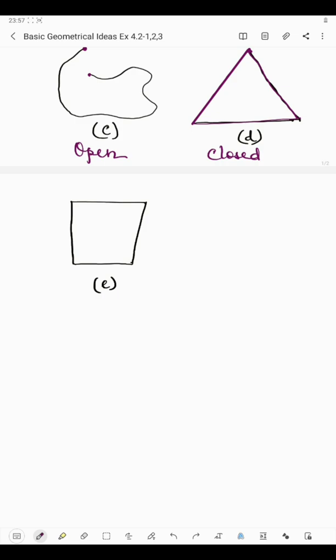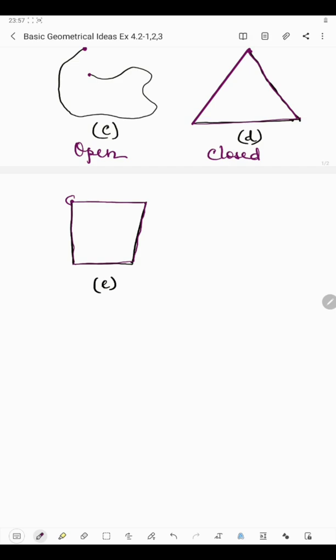Now coming to the last figure. Let's check whether it is an open or closed figure. If I consider this as a starting point, and suppose without lifting my pen I am drawing this figure continuously and here only I have ended. That means the starting point and ending point are the same. So this is a closed figure, a closed curve.